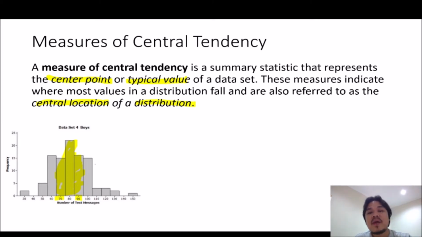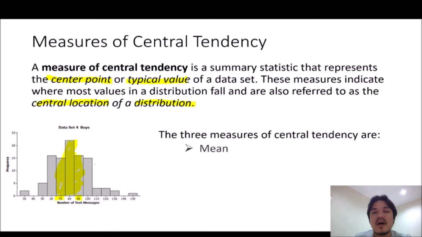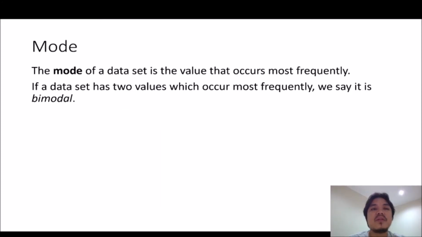So there are three ways for you to find it. These are the mean, the median, and the mode. Okay, let's start with finding the mode. The mode of the data set is the value that occurs most frequently. Finding the mode is not too mathematical. All you have to do is count the number of times the value appears in our data set.